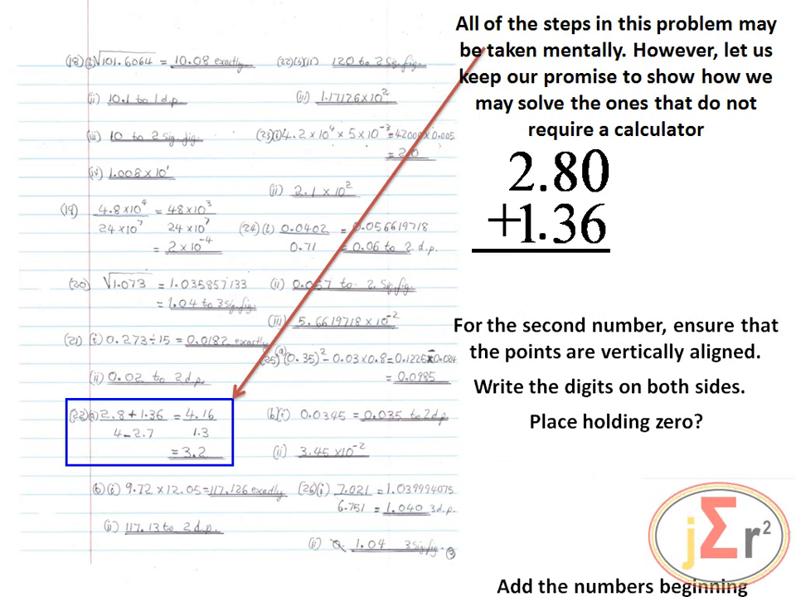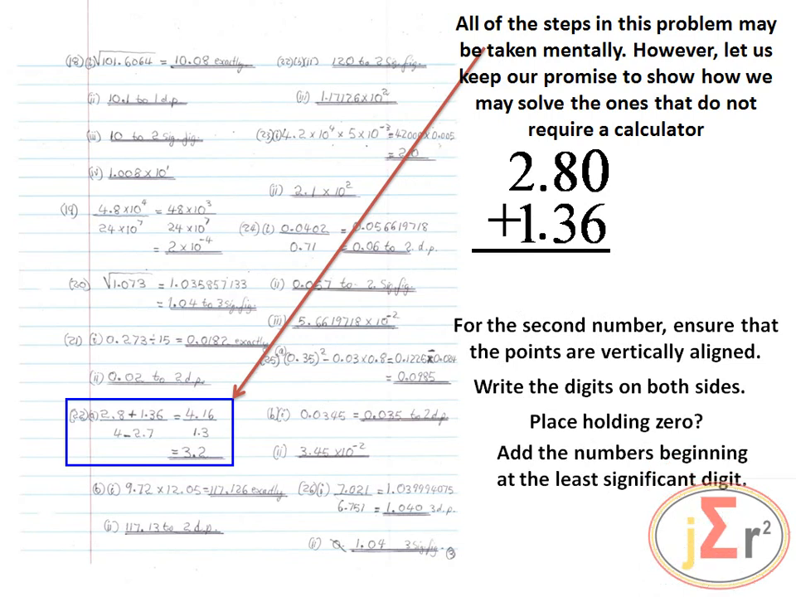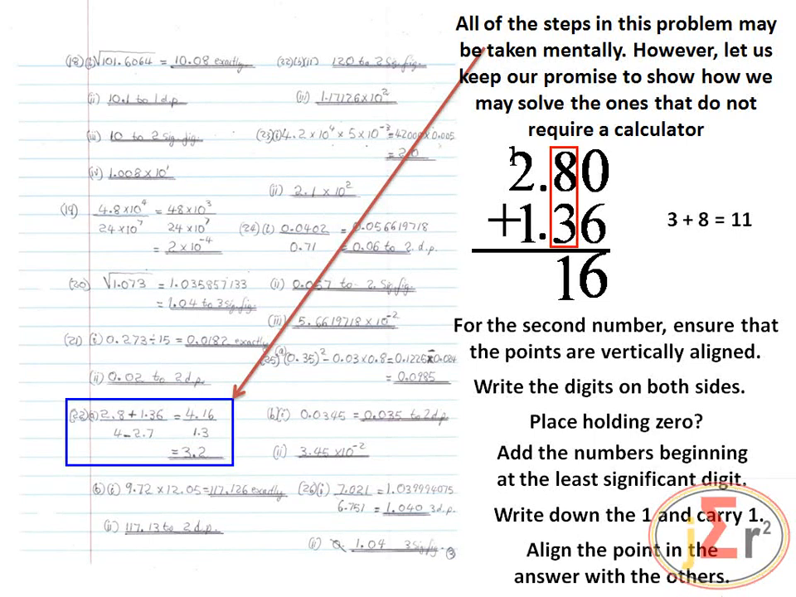Let's go straight ahead and add the numbers beginning at the least significant digit. 6. 8 plus 3, 11. 1, carry 1. And do not forget that the decimal point of the answer should be vertically aligned with the others. So align the points in the answer with the others. And then finish up by saying 1 plus 2 plus 1 is equal to 4. Very nice. That's the addition part of it.